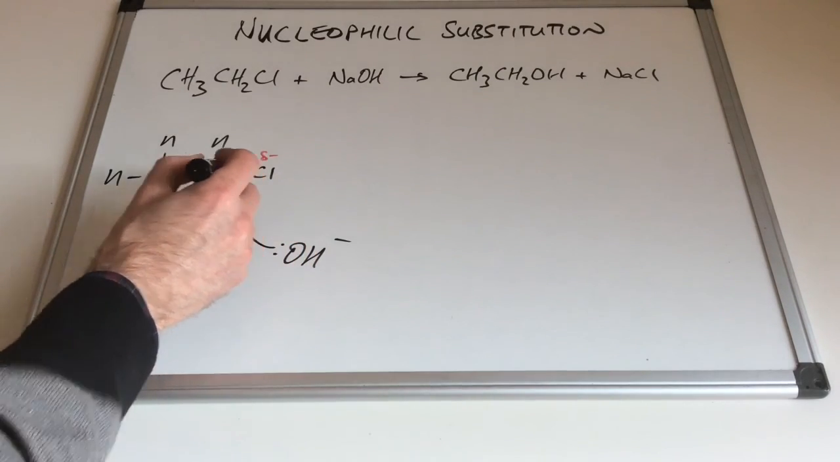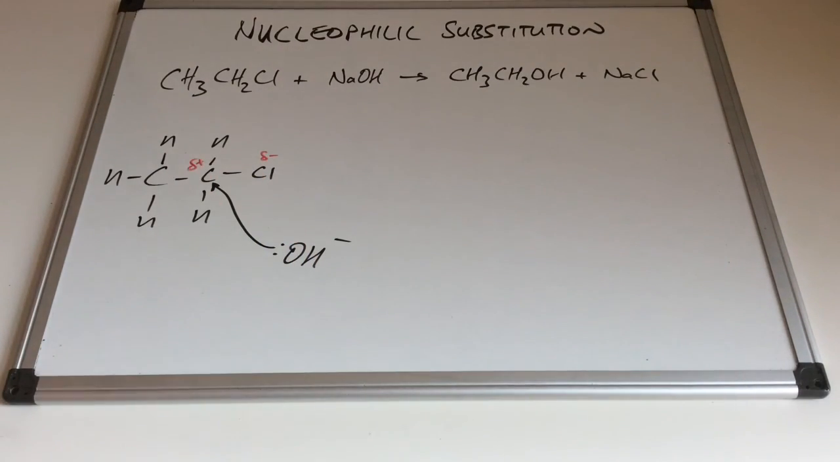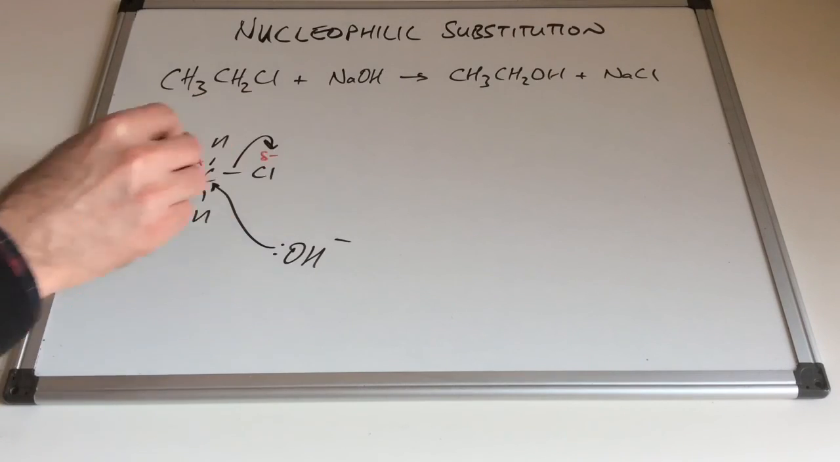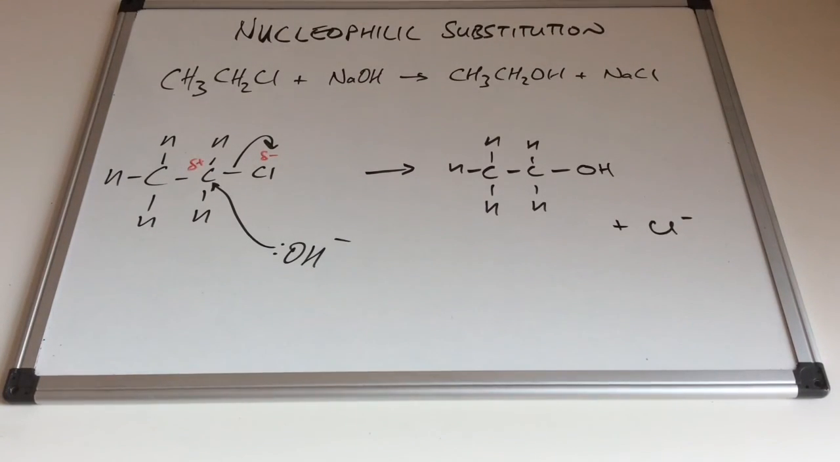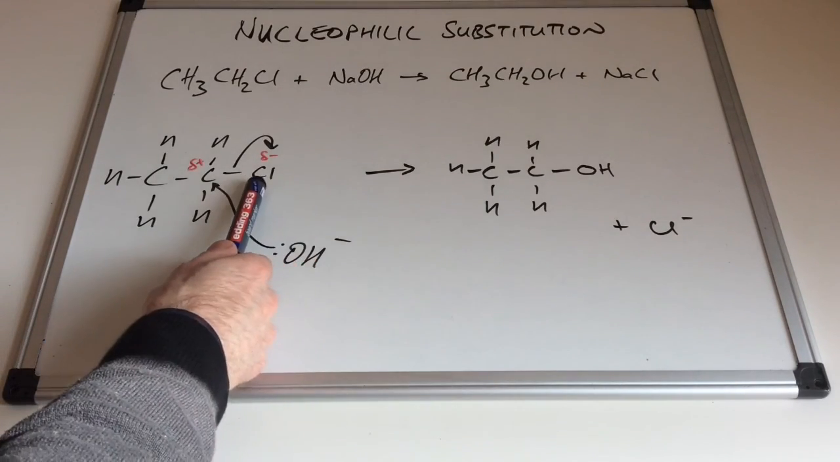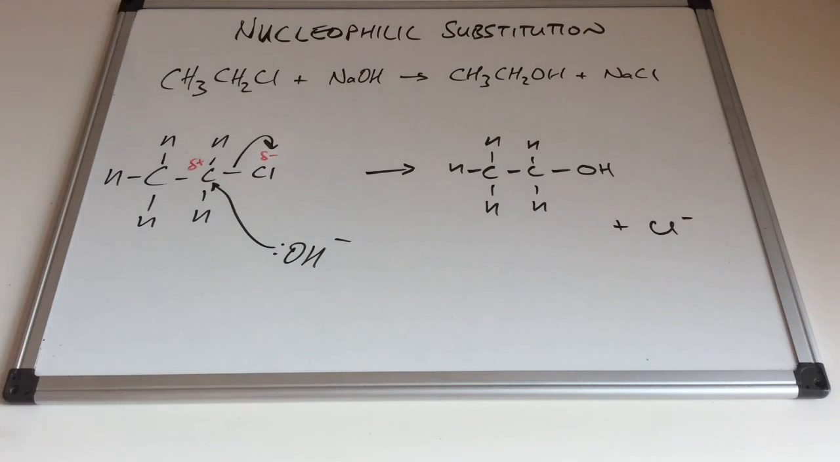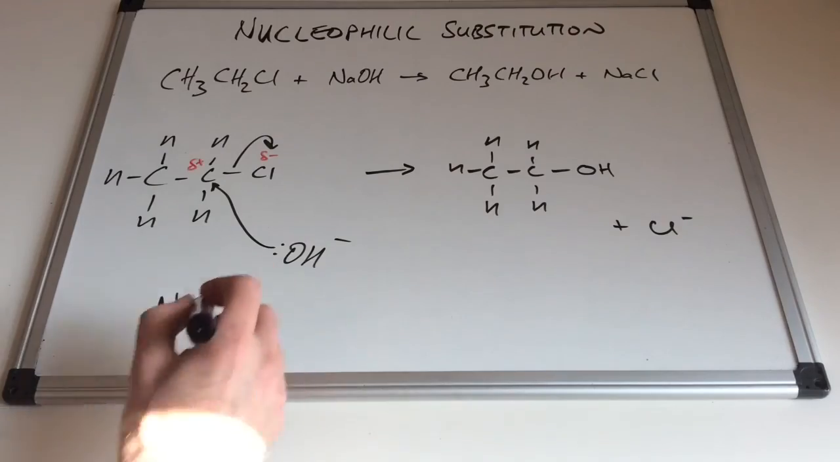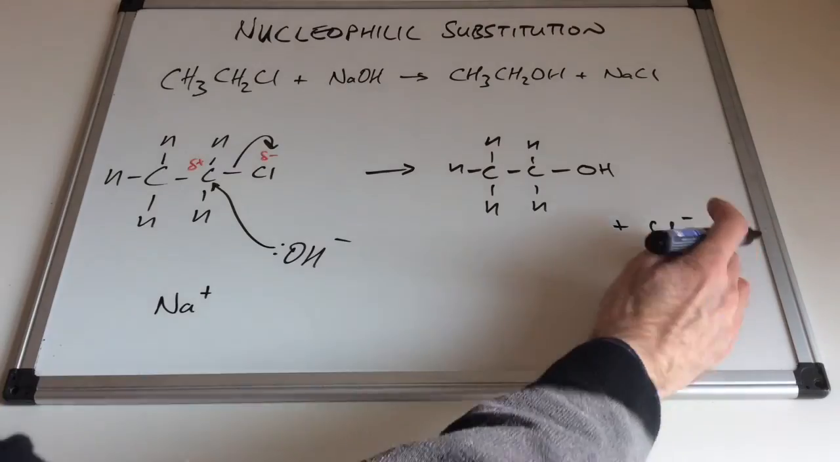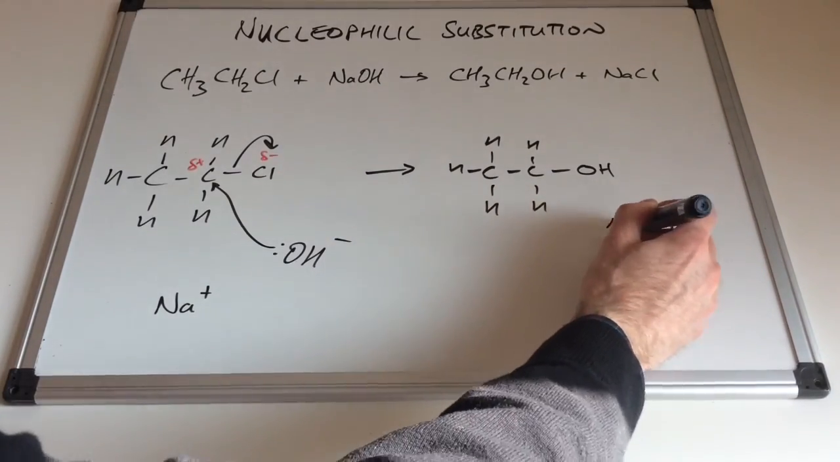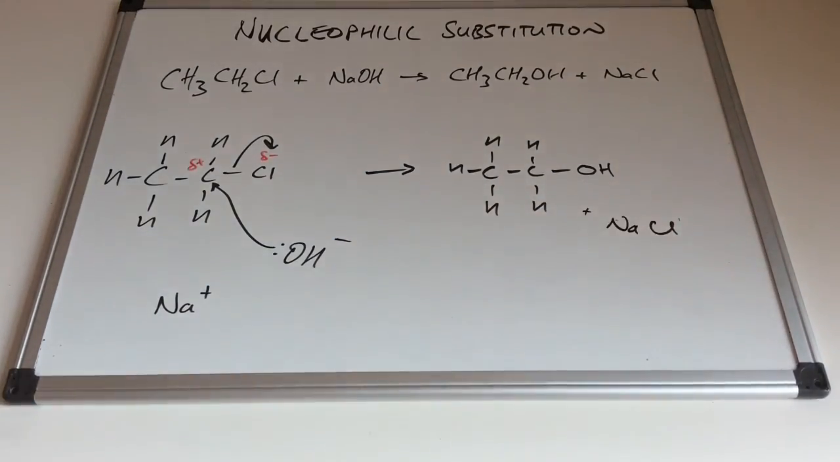So that will be attracted to the carbon, and that will repel the pair of electrons straight onto that chlorine, and it will break this bond here by heterolytic fission. Nice single step mechanism. We've got the product here, the ethanol, and this Cl would now be in the form of Cl minus. So if you think about the sodium ions that would also be present here, they're not actually taking part in this mechanism, that would then generate sodium chloride as a result.